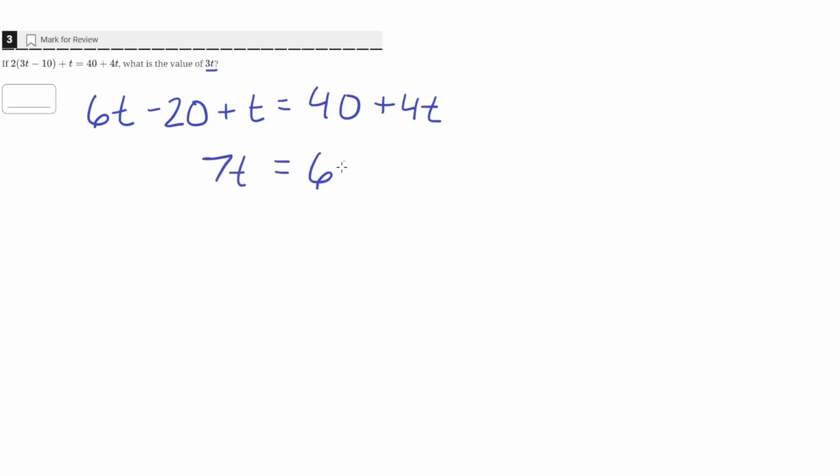If 2 times the quantity 3t minus 10 plus t equals 40 plus 4t, what is the value of 3t? Okay, so we can just expand out this quantity here. So we get 6t minus 20 plus t equals 40 plus 4t. And then we can combine like terms. So 6t plus t is 7t. And let's move this 20 to the other side. So we get 7t equals 60 plus 4t. And then we can move this 4t back to the other side. So we'll get 3t equals 60 here.